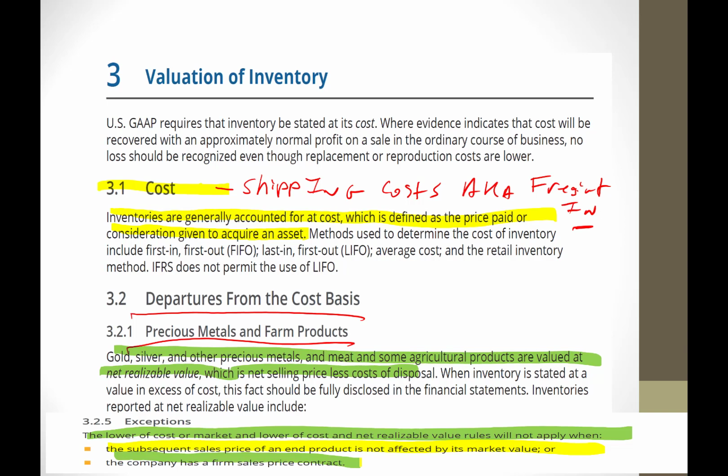If the ultimate sales price of your product is not affected, or you're in a situation where you've got a contract that you can sell it at a price above cost, you don't get to write it up to a higher market. You just don't have to write it down to a lower market. You just keep it at cost.